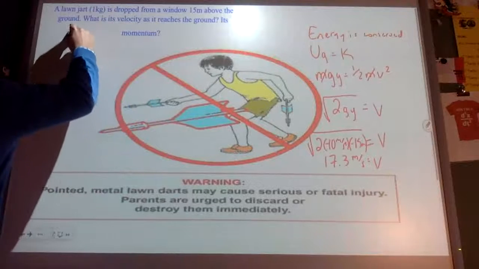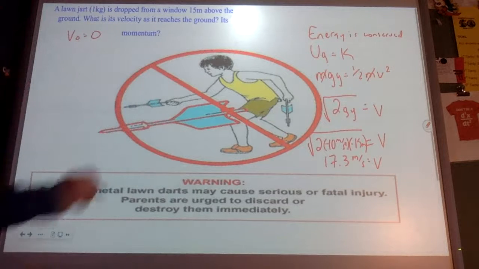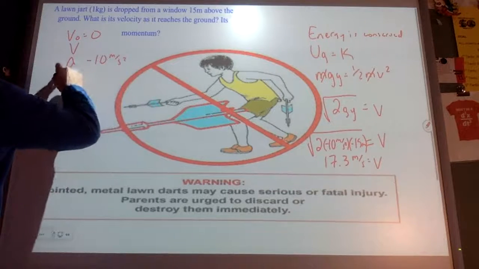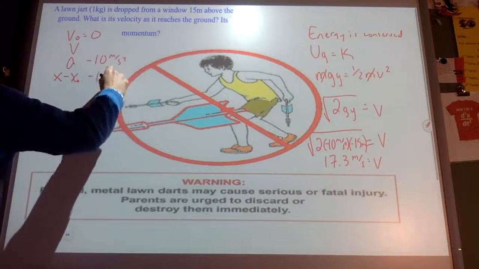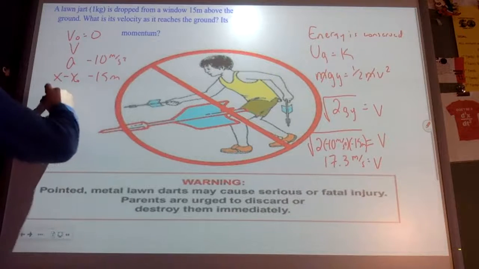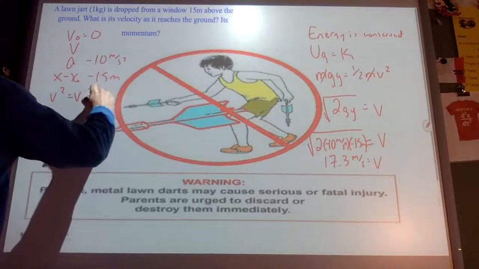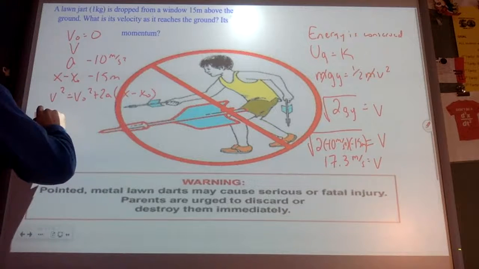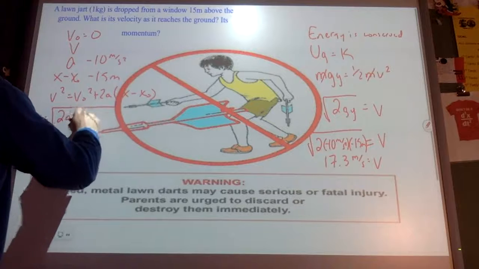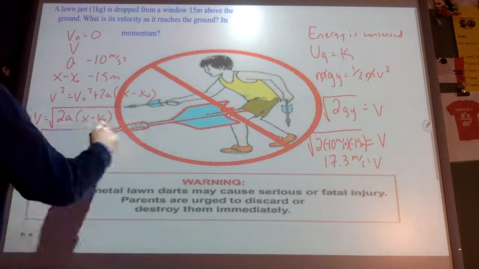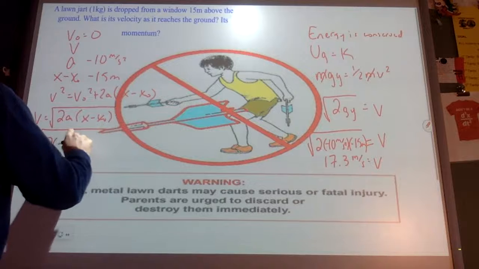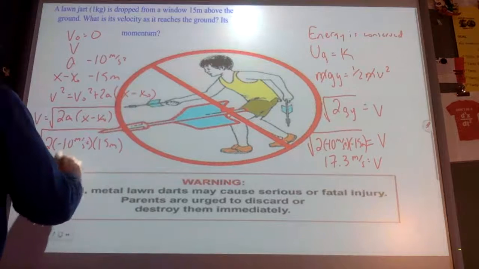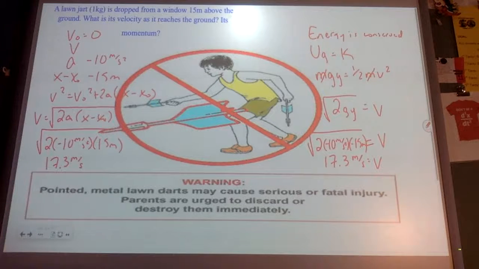Or we could say our initial velocity is 0. Our final velocity, we don't know. Our acceleration is -10, and our displacement is -15. And so if I look at my v squared equals v naught squared plus 2a times x minus x naught, v is going to be equal to the square root of 2a times x minus x naught, and this would be the same as we had previously. So this is going to be 17.3 meters per second.